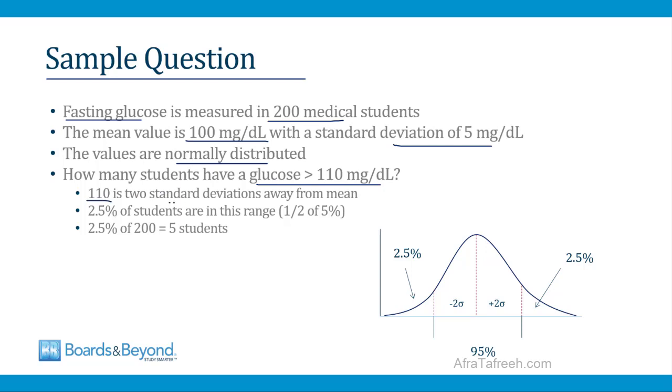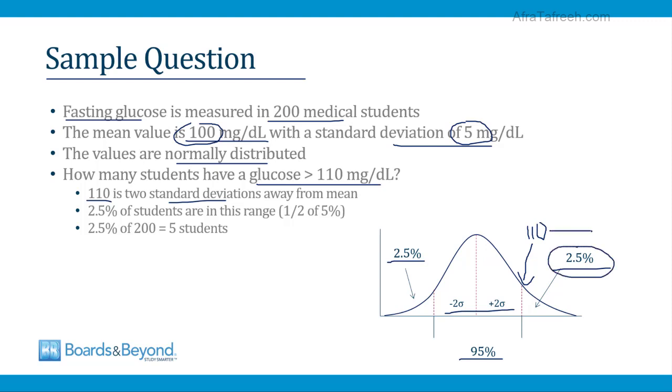So 110 is 2 standard deviations away from the mean, because the mean is 100 and the standard deviation is 5. So as we discussed before, 95% of samples fall within plus or minus 2 standard deviations. That means 5% of samples fall outside this range, 2.5% below this range, and 2.5% above this range. And this number right here represents 110. That's 2 standard deviations above the mean. So 2.5% of students are going to be above 110. That's half of 5%. And 2.5% of 200 students is 5 students, and therefore the answer is 5 students.